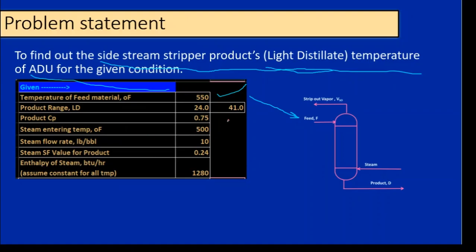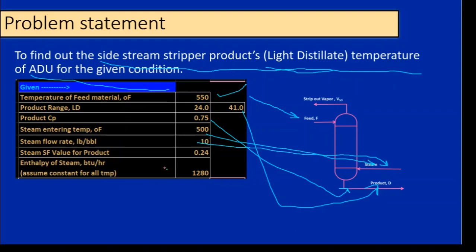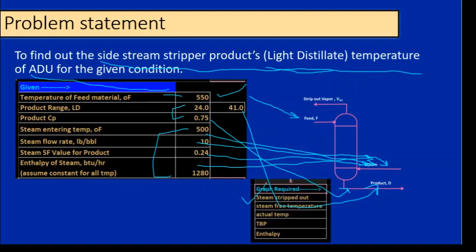Next is the range of that material, the product range, which is given as 24 to 41 volume percent of the total feed. Then the CP of the product is given, which we need for the material balance and energy balance. Then the steam temperature, steam flow rate and steam SF value of 0.24 are given, but we can find this SF value with the help of a graph in the coming slide. The enthalpy of the steam is also given. All this information is for the steam, these two are for the distillate, and this one is for the feed temperature.